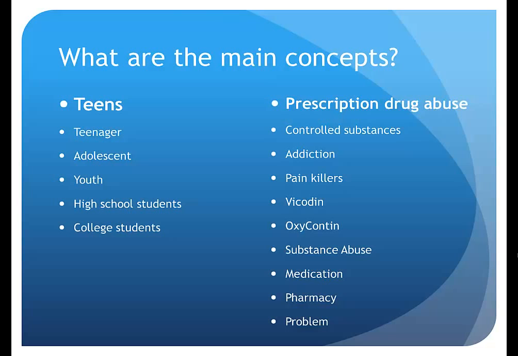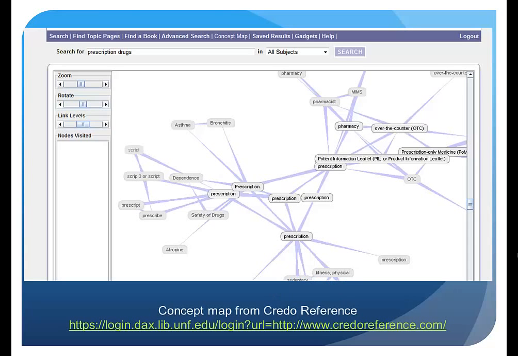And then on the other side, prescription drug abuse. So things that are related to that: controlled substances, addiction, painkillers. Got a couple of commonly abused prescription drugs here in Vicodin and OxyContin. Substance abuse, medication, pharmacy, problem. Again, you may be able to think of some others. It's definitely a good idea to just get them all out there. Think of as many as you can because they will be helpful.